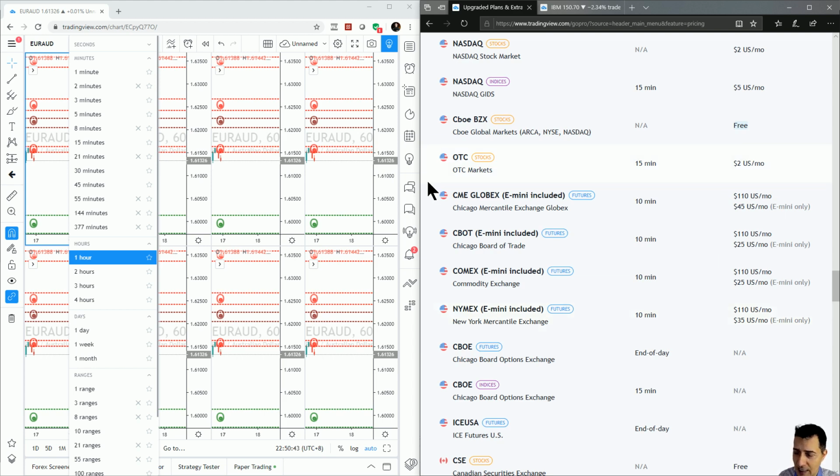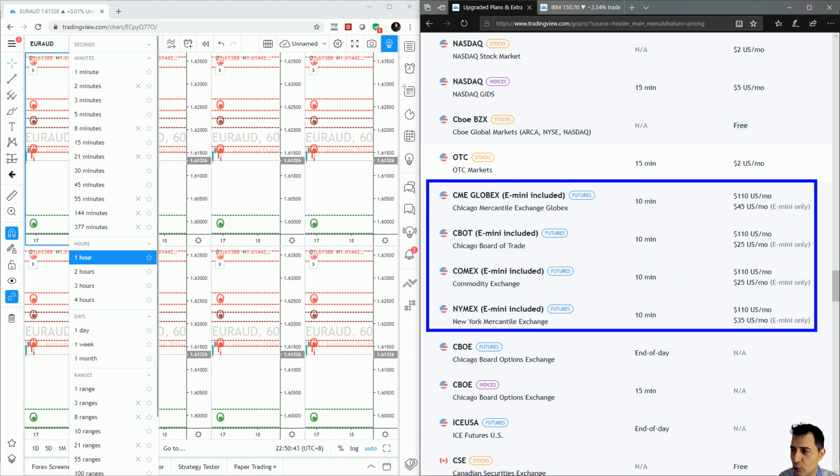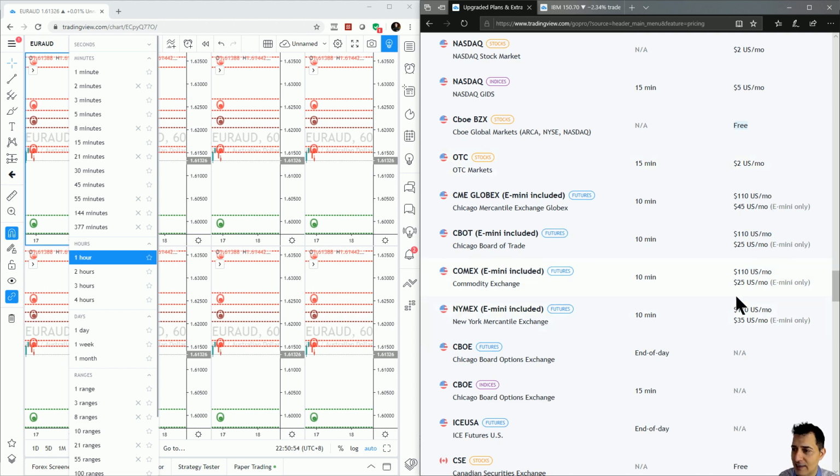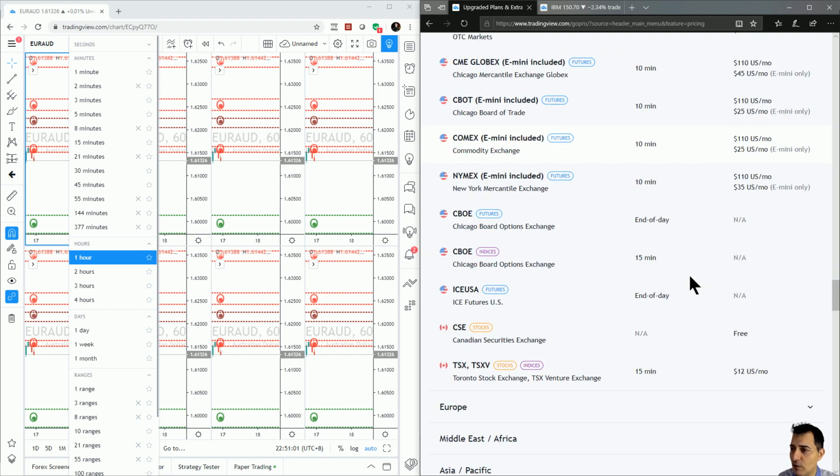Good news, and I will show you that later on. We could certainly connect our broker to TradingView, and then you don't have to pay that. You get those real-time data feeds without having to pay for that. Okay, so it's pretty powerful.